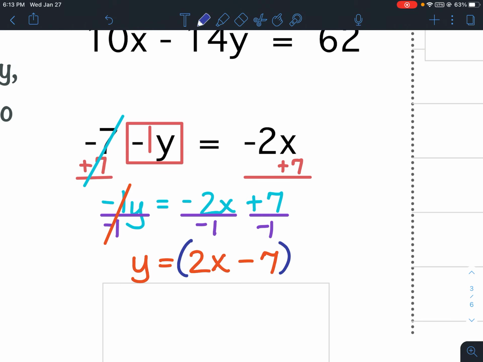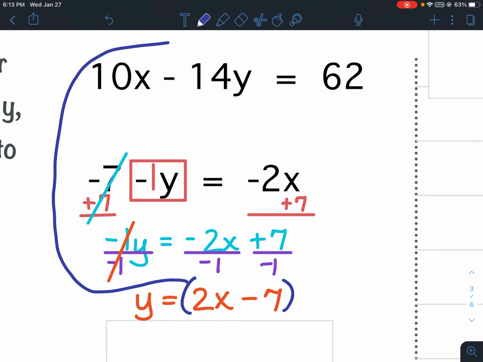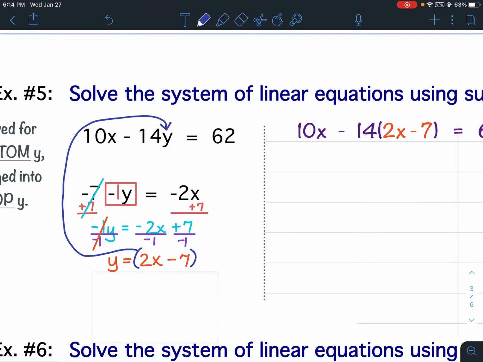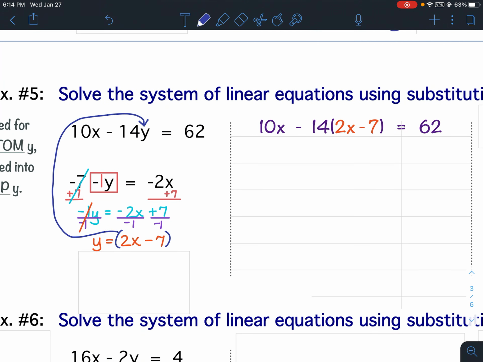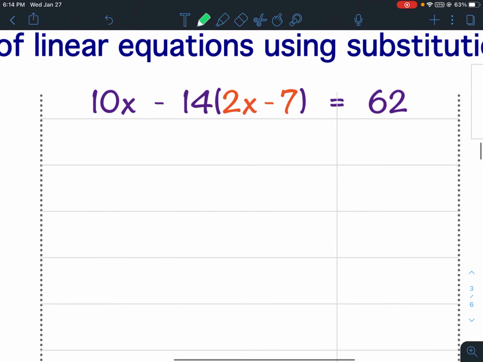Since I solved for the bottom y, I'm going to plug that into the top y. Solve for the bottom y, plug it into the top y. So this is what it's going to look like. It's going to still be 10x minus 14, but then instead of y, 14 is going to be multiplied by 2x minus 7. And then we have equals 62. All right, so let's solve this multi-step equation.